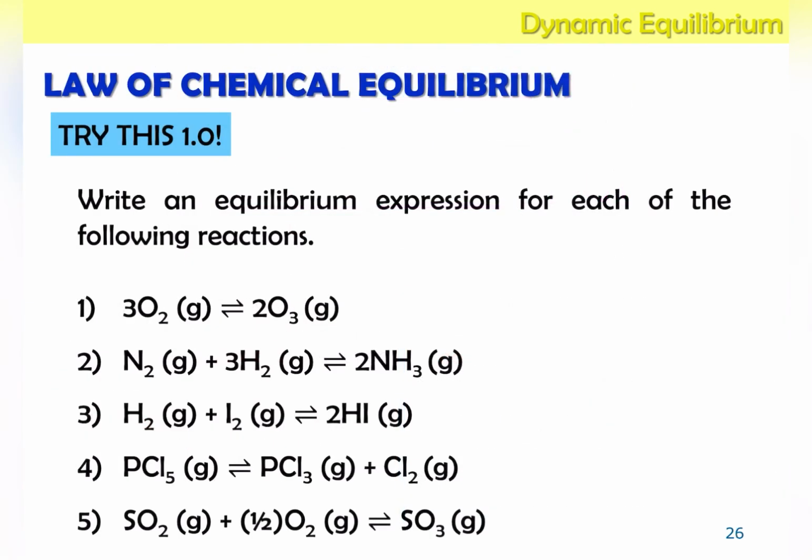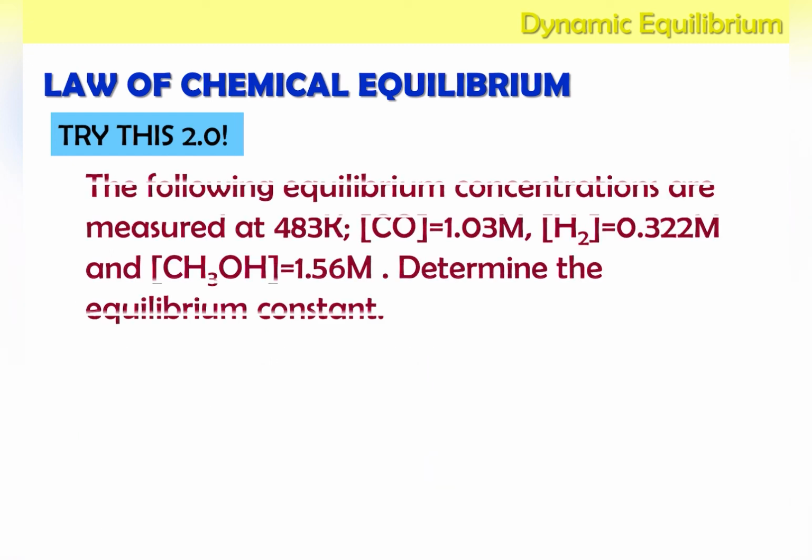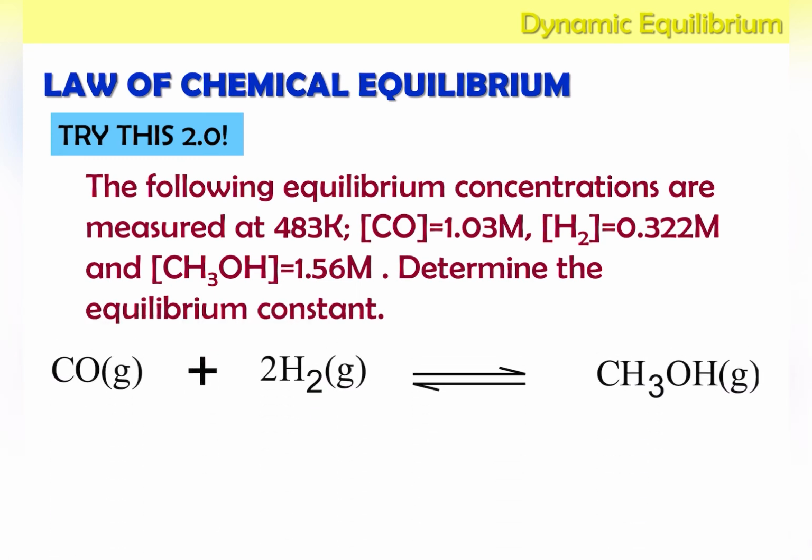The exercise, try this 1.0 so that you can practice how to write the equilibrium expression for all these following reactions. And try this 2.0, you can try to calculate the value of the equilibrium constant for this type of reaction between CO plus H2 reversible CH3OH. I hope you can try this one. So settle for our first subtopic.